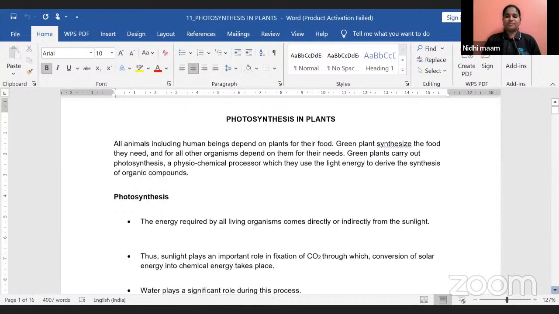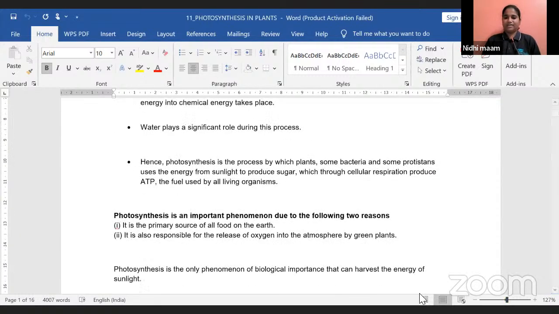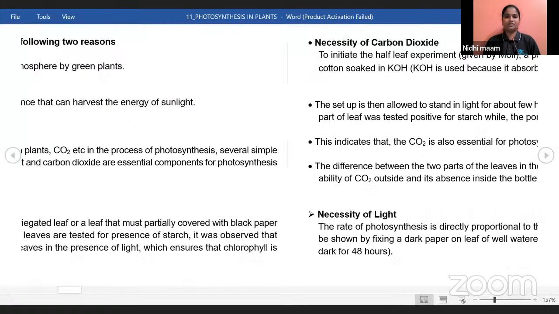So let me explain you the dark reaction and the light reaction. I will just brush up the concept. Who don't know it, you can just go through it.